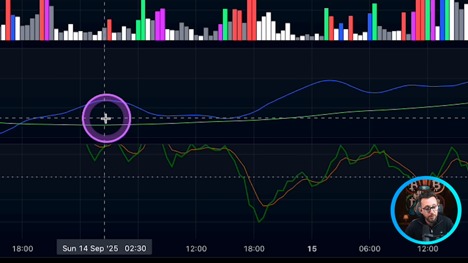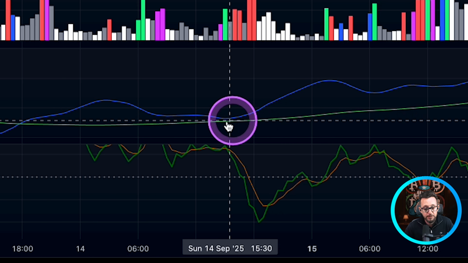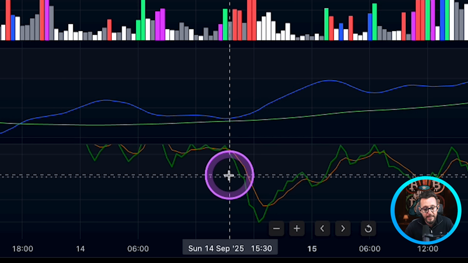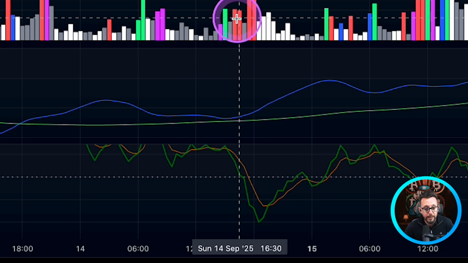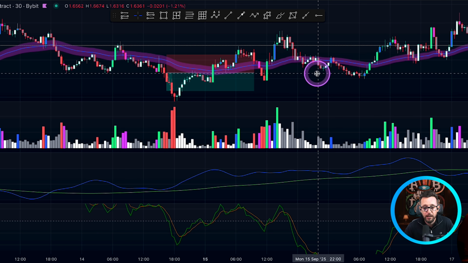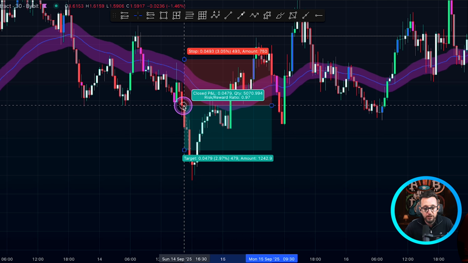Then we're going to be looking at the two other indicators, the flat market, to make sure that the blue is above green. It is. And then we're looking also for the volume flow to be orange over green. All of the indicators line up. Let's make that entry absolutely perfect.